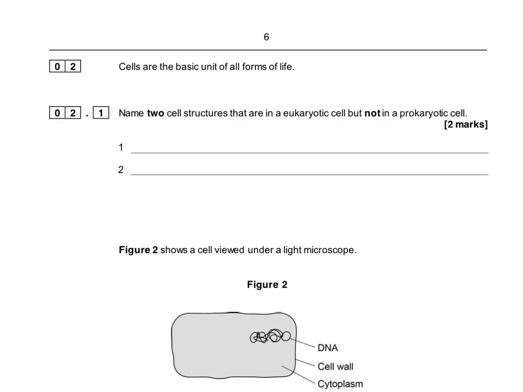Question 2.1. Name 2 cell structures that are in eukaryotic cells but not in prokaryotic cells. The most obvious one of these is a nucleus, because nuclei are only found in eukaryotic cells. The other ones that you could have had were mitochondria, ribosomes, vacuole, or chloroplasts.